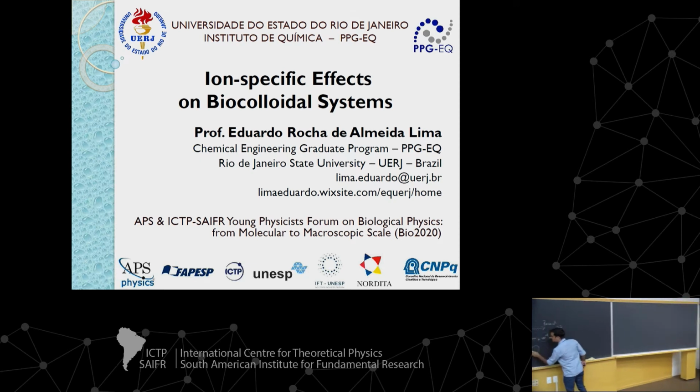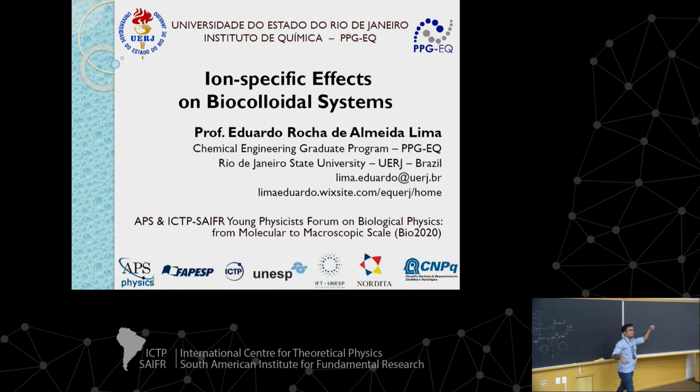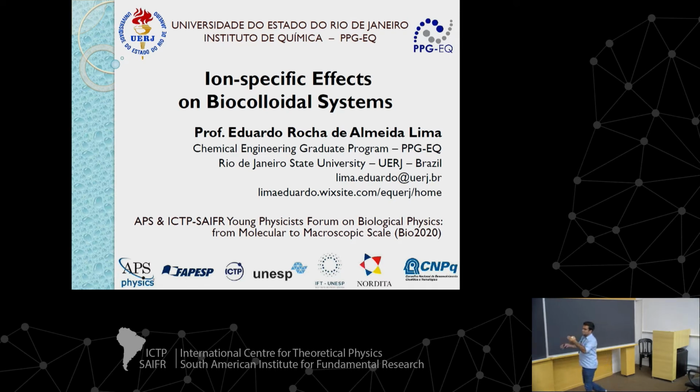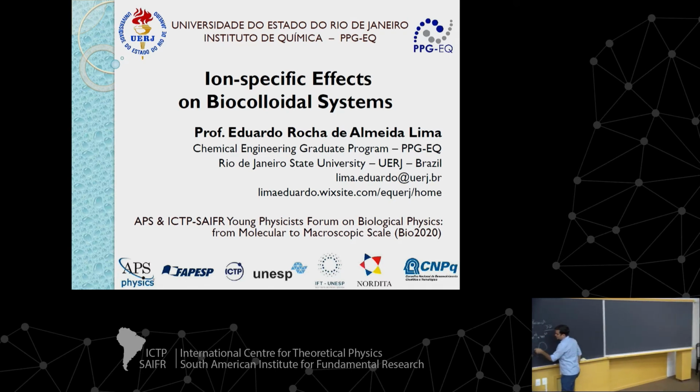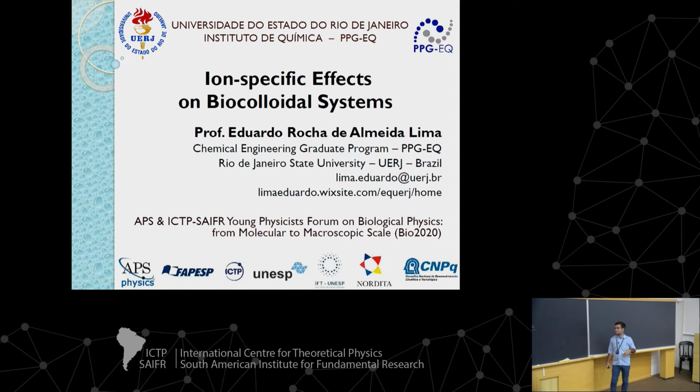So we have here two particles. We have a double layer around this and another double layer around this. And when these colloidal particles are immersed in an electrolyte solution, the interaction actually is between those two double layers. So we need to account for this using the Poisson equation. And in this first approach, we used the Boltzmann distribution as well.